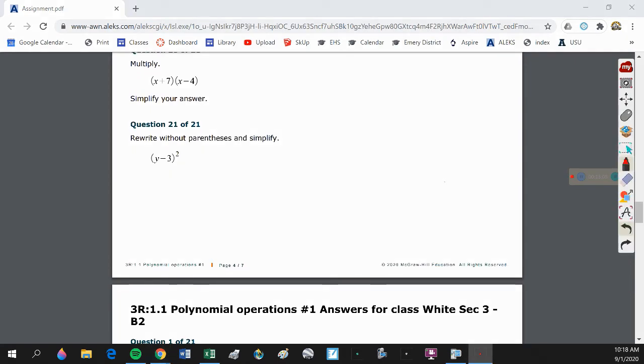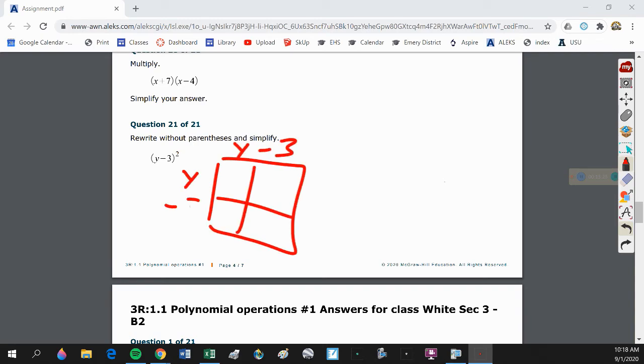How do we do 21? Can I just say y squared plus 9? No, that's wrong. What I need to do is build the box, put y minus 3 on one side and y minus 3 on the other side, and then multiply normally. Y squared minus 3y plus 9. And then combine like terms. Y squared minus 6y plus 9. We good?